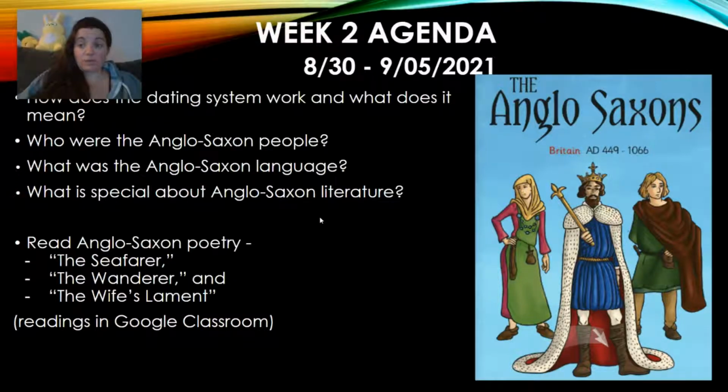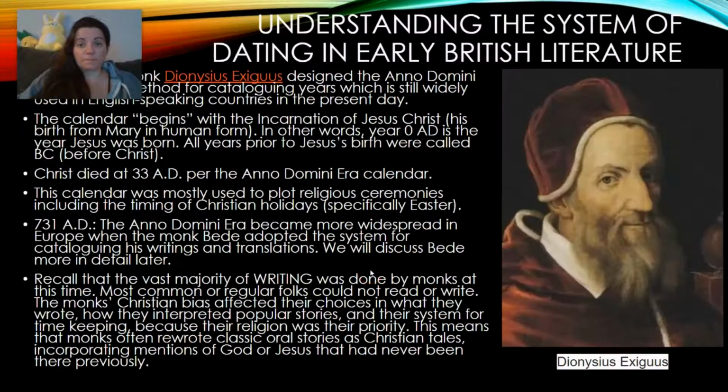And we will actually be looking at 3 different pieces of Anglo-Saxon literature this week. You're going to read 3 different poems, Anglo-Saxon poems: The Seafarer, The Wanderer, and The Wife's Lament. And those readings are already in Google Classroom. And some of you might have gotten started on those last week because they've been posted since week 1. So you might have already started perusing through those, but we will be reading them this week.